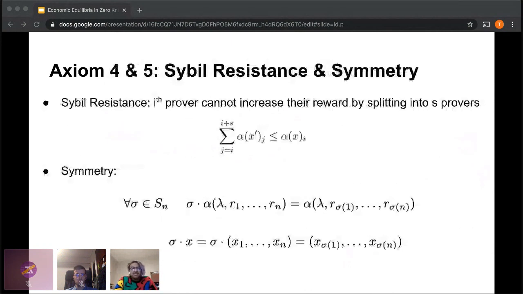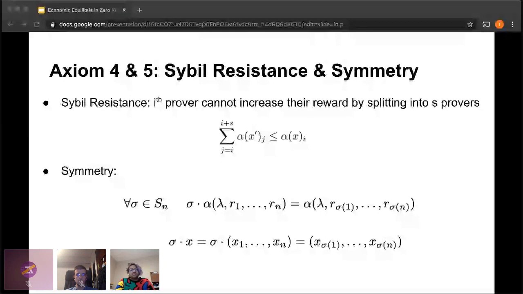Now, the last two things are Sybil resistance and symmetry, which are intuitive. So symmetry basically says, take any element of the symmetric group on n letters, permute the resources, and then compare that to computing the output values, and they should be the same, which basically says, if I contribute a certain amount of resources, and Georgios contributes a certain amount of resources, and they're the same amount, then our expected reward should be the same. And Sybil resistance basically says I can't split up my coins and get more rewards.